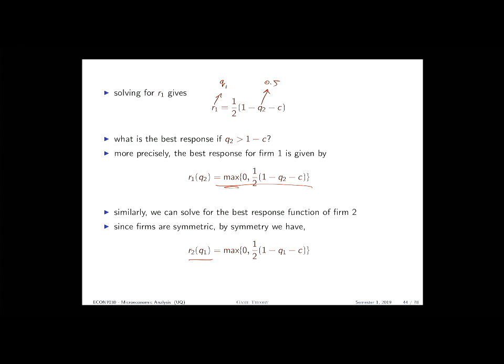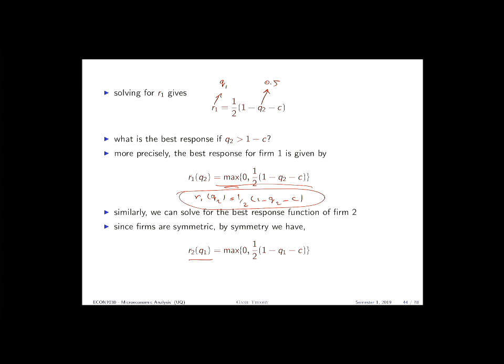I remember that some people do not like this way of max of 0 and something. And you will see in some textbooks they assume that this is the case and quantities cannot become 0. Therefore, they simply write the reaction function equal to half of 1 minus Q2 minus C. I mean, in the exams, we try not to be very picky. So if you even write this, you're probably going to get the full mark, unless you explicitly mention that.